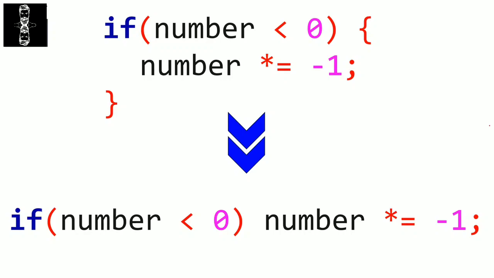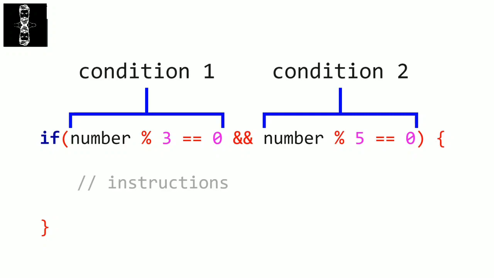You also have to know that you can use the logical operators we've seen to use multiple conditions. For example, if you want to know if a number is a multiple of 3 and 5 at the same time, we just put if number mod 3 is equal to 0 and number mod 5 is equal to 0.